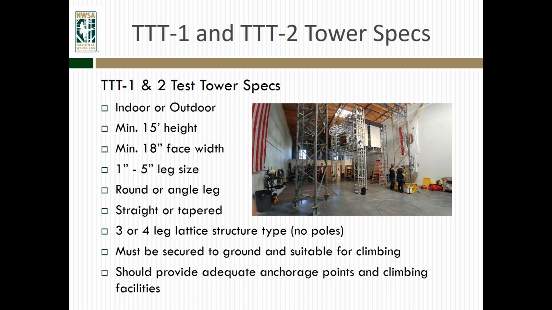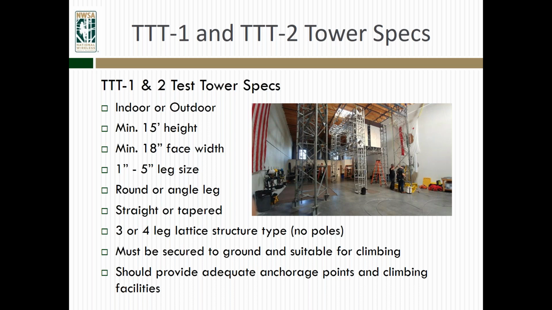The leg size of the tower should be between 1 inch and 5 inches. That's to accommodate a specific T1 mount that will only fit those leg sizes. They can be round or angle legs, and the tower can be either straight or tapered. The beauty of the T1 mount kit is that it does fit a large variety of different towers, but those are the main characteristics. It needs to have 1 to 5 inch leg size, round or angle, can be straight or tapered section. It also needs to be a 3 or 4 leg lattice structure type.